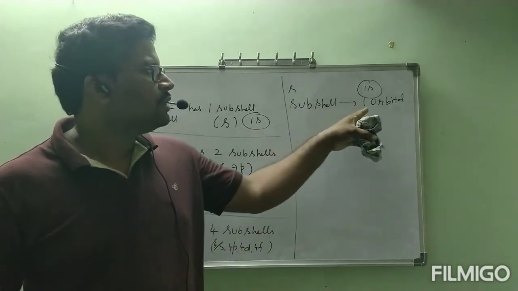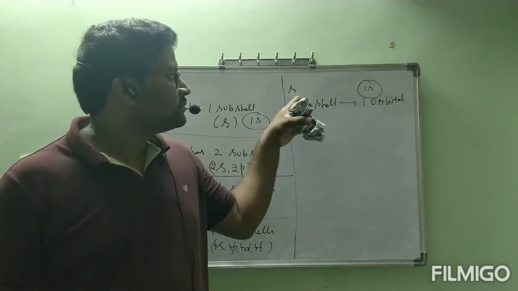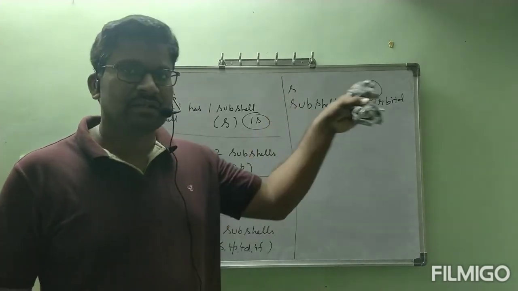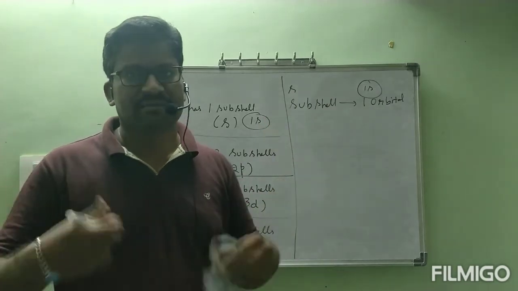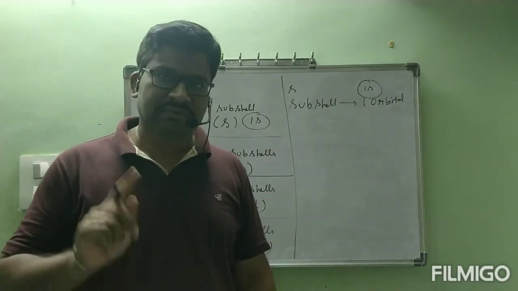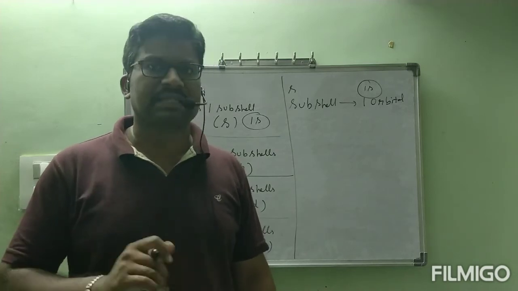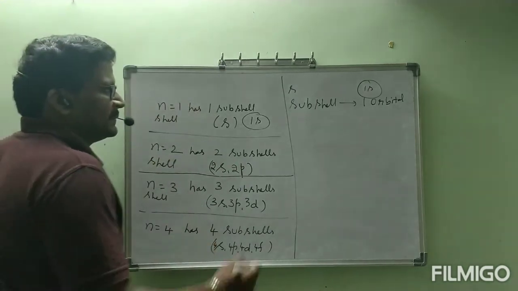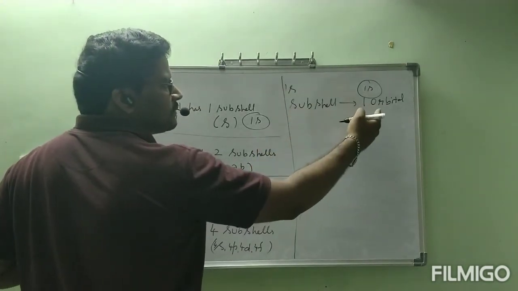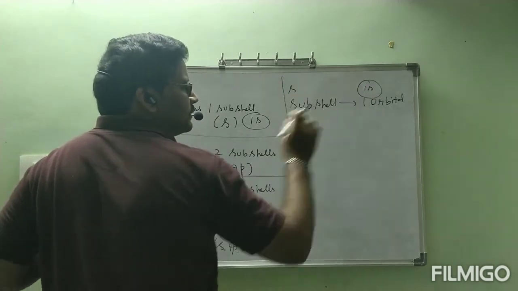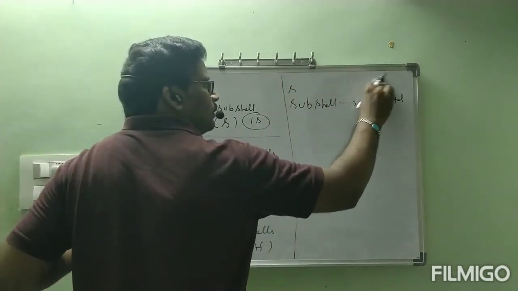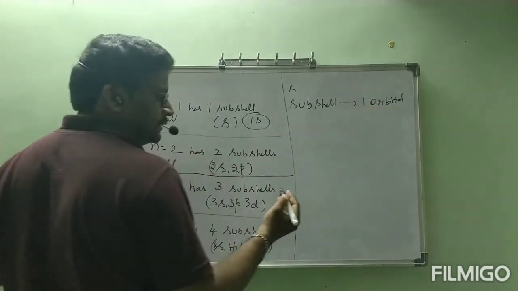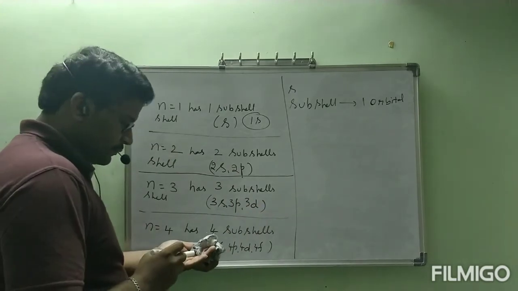The s subshell has only one orbital. So 1s subshell has the 1s orbital. 2s subshell has the 2s orbital itself. The 10th class contains one section, and that section is nothing but the class only. Whatever the s subshell might be, it has one orbital. Okay, next.